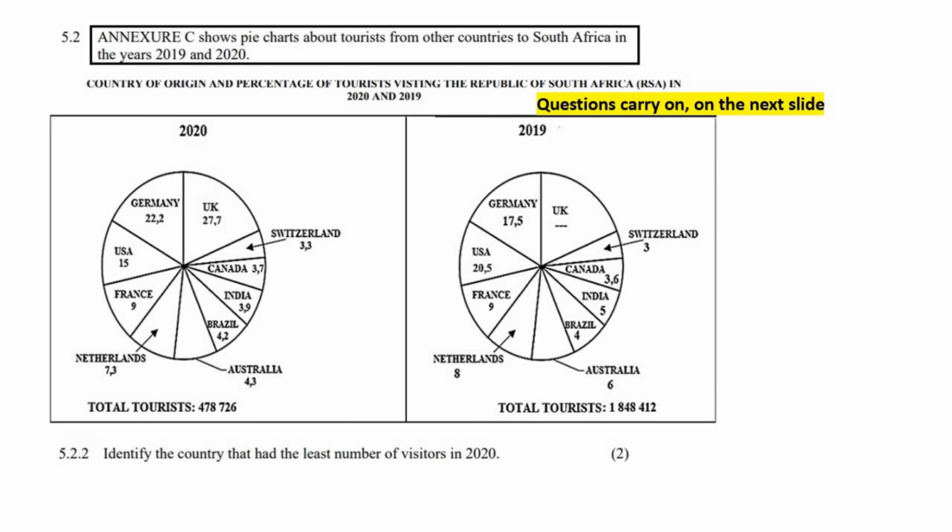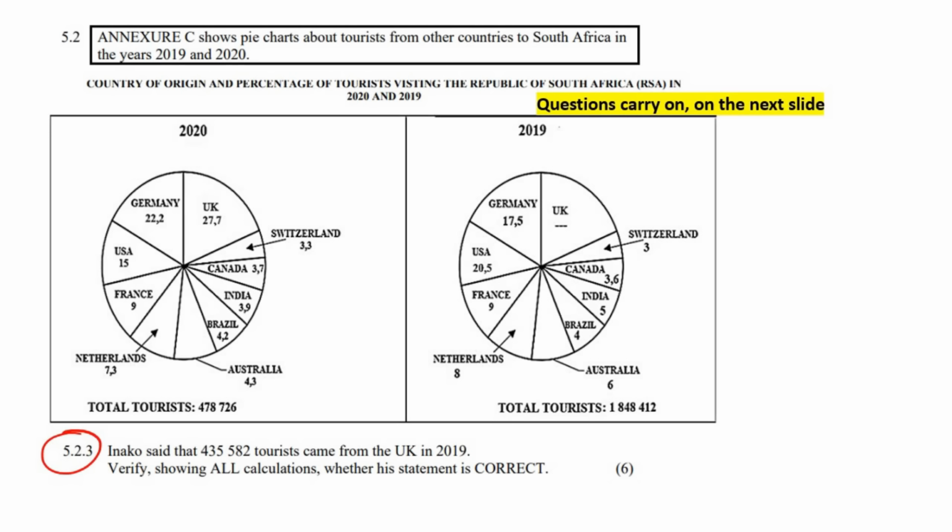This question says, identify the country that had the least number of visitors in 2020. So we'll go to 2020 and we'll just look for the number that is the lowest. So it looks like it is Switzerland, 3.3. So it says identify the country, that would be Switzerland.